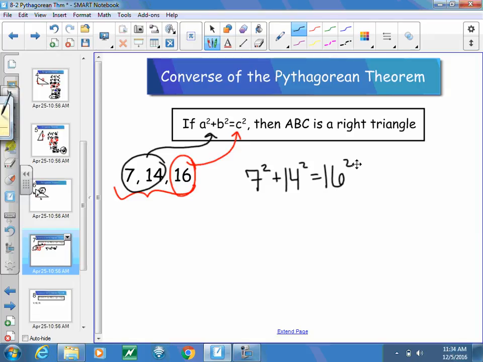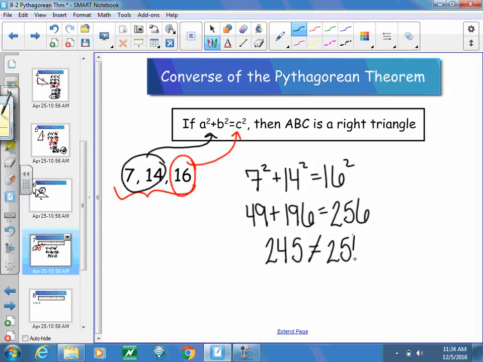So when we take 7 squared, that's going to give us 49. When we take 14 squared, we get 196. And when we take 16 squared, I get 256. 49 plus 196 gives you 245. 245 does not equal 256. Therefore, these 3 sides would not fit a right triangle.